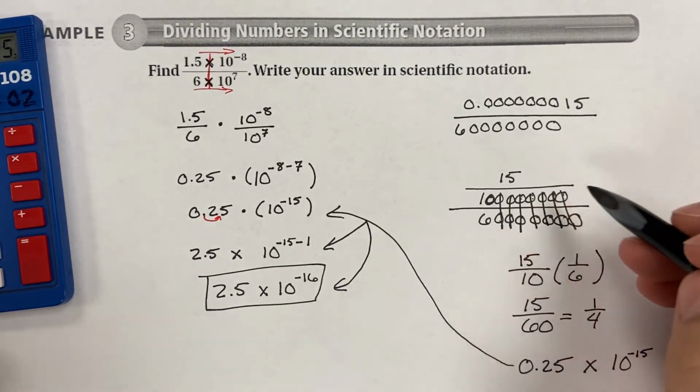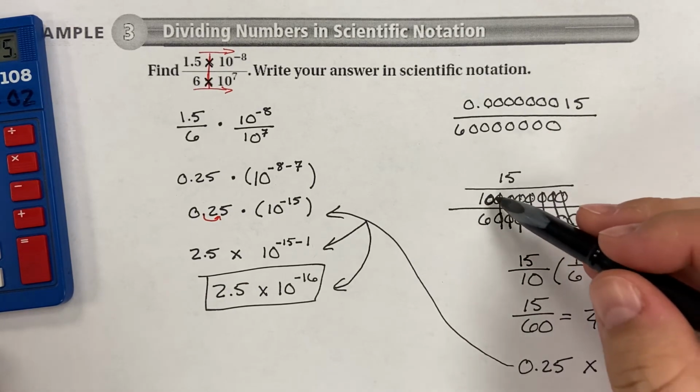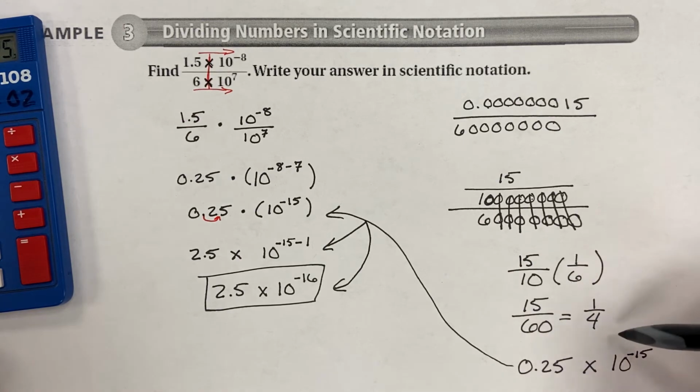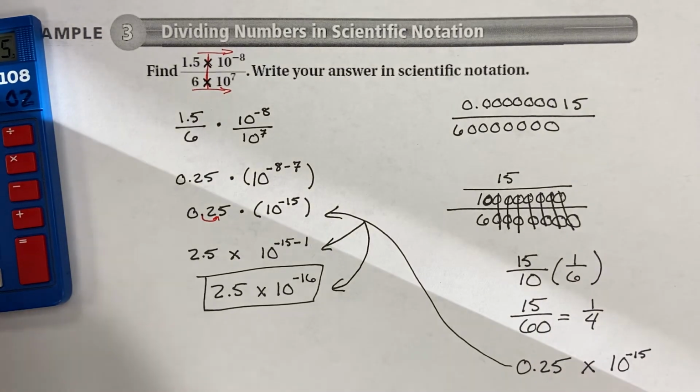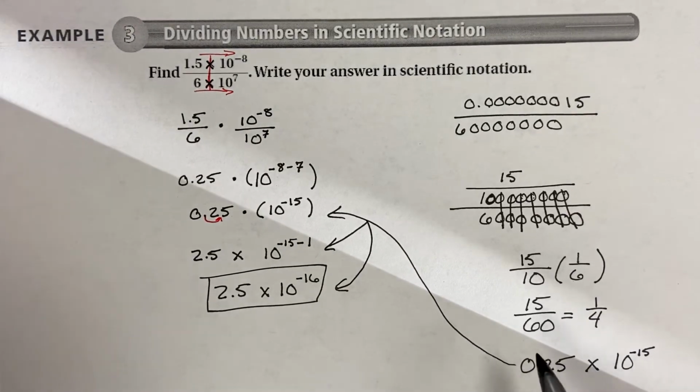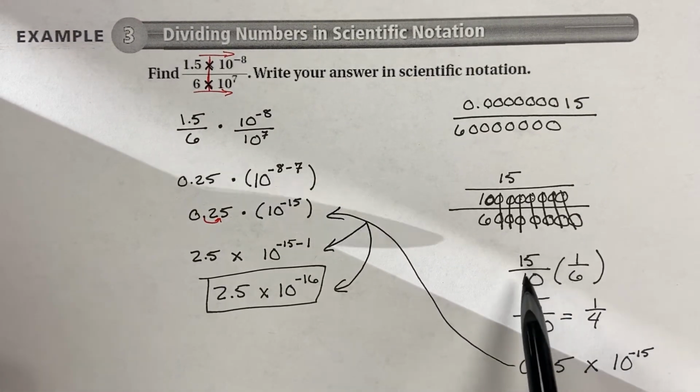So if we count the zeros, there's 15 total zeros. Those would add up, and that's how many should be down here. We already had one, and that's how this would work by hand. Oh my goodness, I don't want to do this. We think this would be easier.